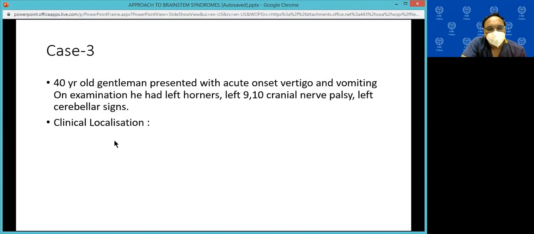Another 40-year-old gentleman presented with acute onset vertigo and vomiting. On examination, he had a left-sided Horner's and left 9th and 10th cranial palsy and left cerebellar symptoms. Like I said before, the patient is having Horner's and also left cerebellar symptoms, more on the lateral side, and you have 9 and 10. 9 and 10 is medulla, so it must be the lateral medulla.